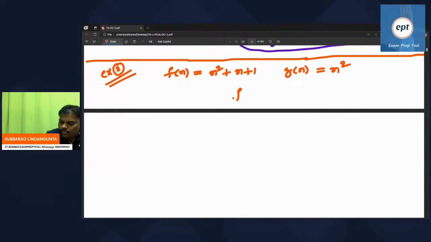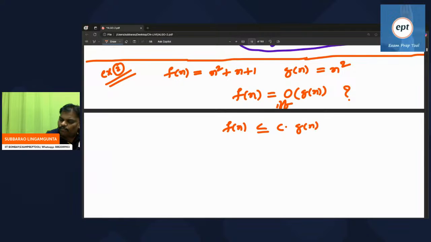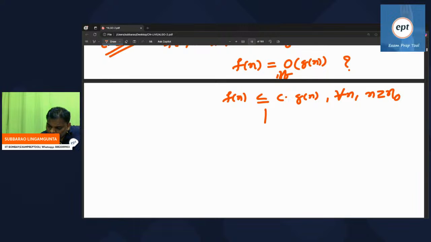Now I want to say f of n is big O of g of n. Can I say this? If you want to say this, this condition should be satisfied: f of n is less than or equal to some c times g of n, for all n where n is greater than or equal to n0. Can I satisfy this condition or not? Let me check.